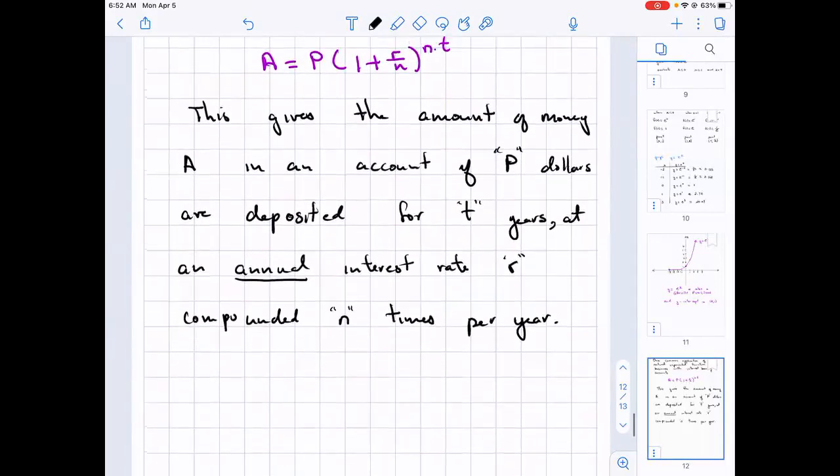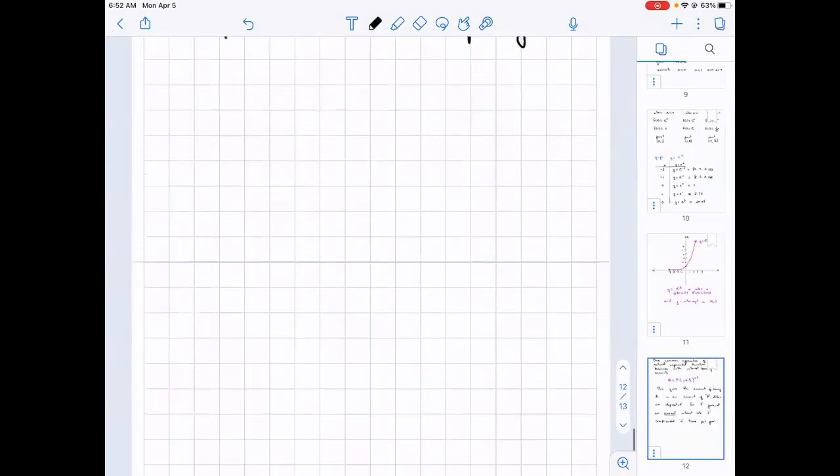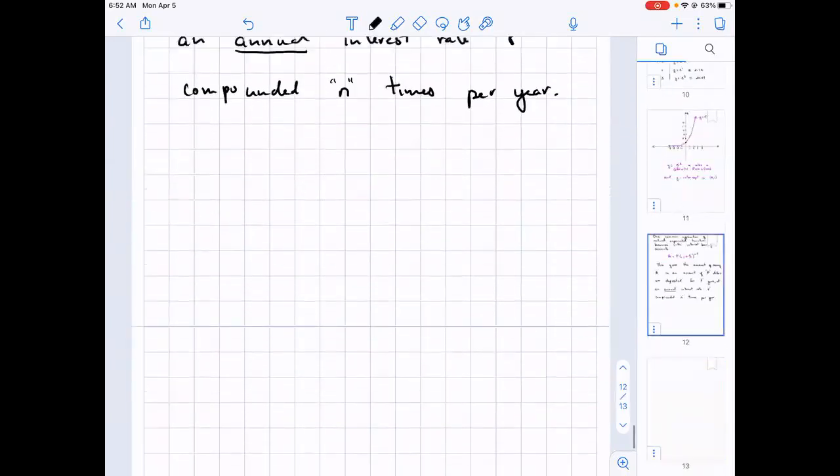So A is the amount you receive after a certain time in the bank. P is the amount of money you deposit into the bank. r is the interest rate. n is how many times you're compounded. So if the bank gives rates semi-annually, meaning every 6 months, n will be 2. So let's look at an example, because the example always gives you a good insight.